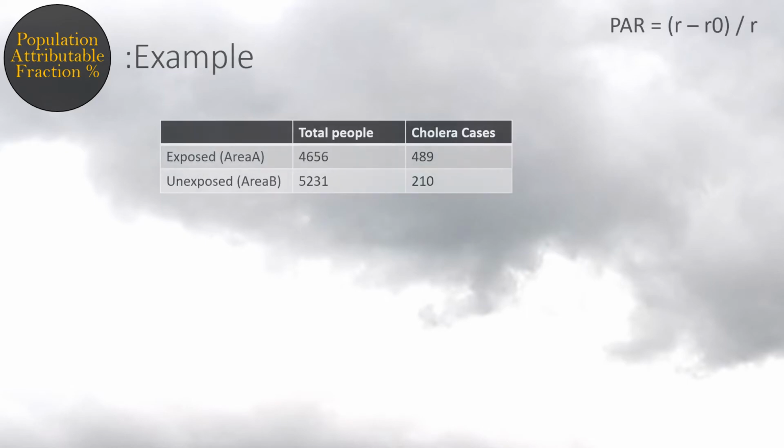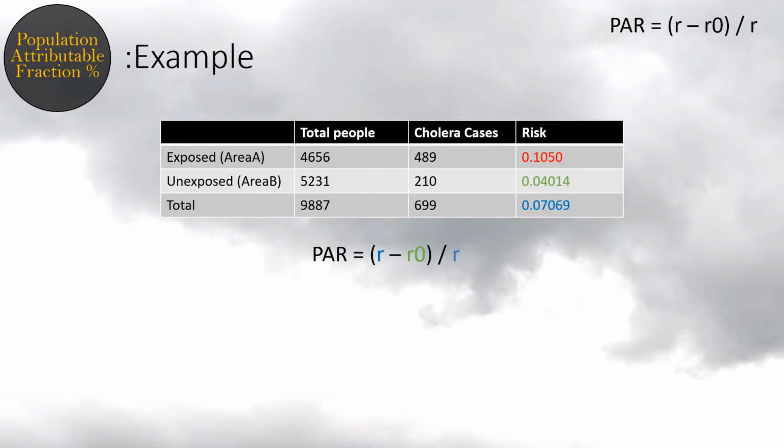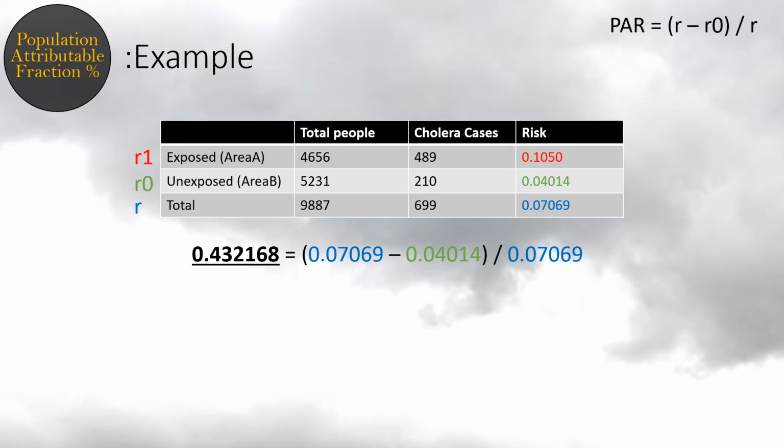Now then, let's put that into an example. We've got our cholera table that you should be familiar with. We make the risks there, we get the total, plug in the R minus R naught divided by R, color code them, plug in the numbers. 0.07 minus 0.04 divided by 0.07. That gives us 0.432.